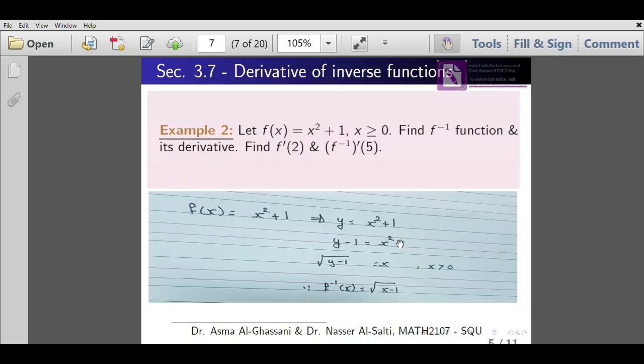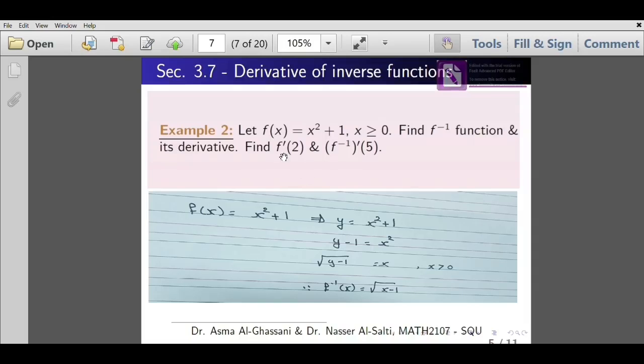To solve it for x, take the square root of both sides. So the square root of y minus 1 is equal to x. For sure this one is positive or negative, but since here we consider x greater than 0, we'll take just the positive one. Now to rewrite f inverse, replace x by f inverse x, and replace y here by x. So we'll get f inverse x is equal to the square root of x minus 1.